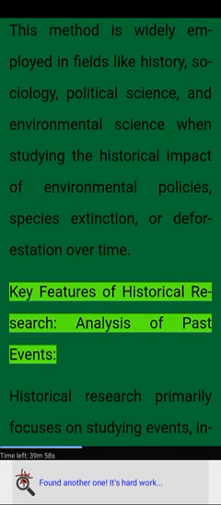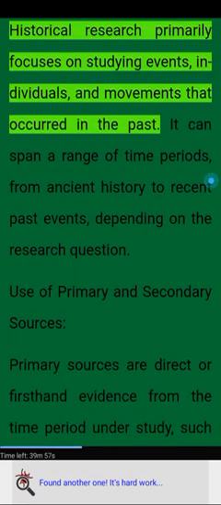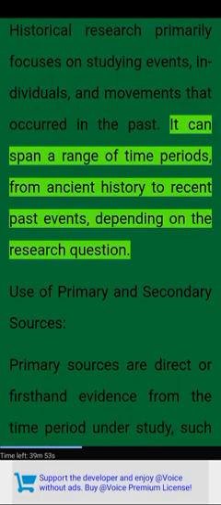Key features of historical research: analysis of past events. Historical research primarily focuses on studying events, individuals, and movements that occurred in the past. It can span a range of time periods, from ancient history to recent past events, depending on the research question.